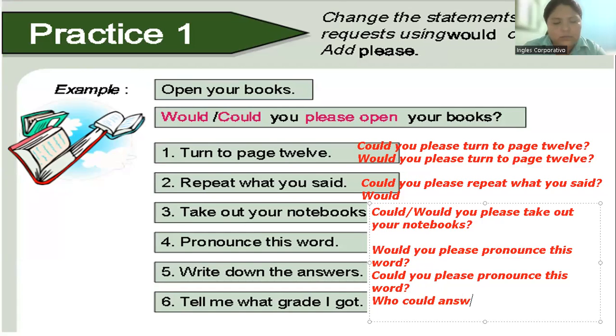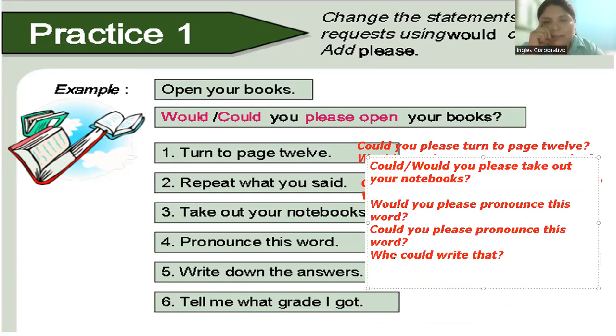I'll just say, who could write that? Okay. That's an example. Remember, in this case, this is a subject question. When you have a subject question, it means that you have the verb directly, right? So, who could write that?